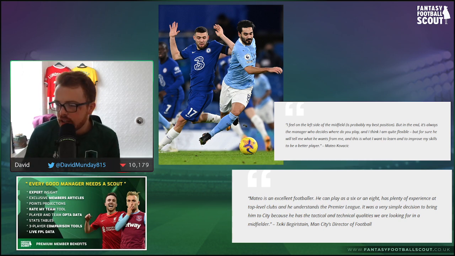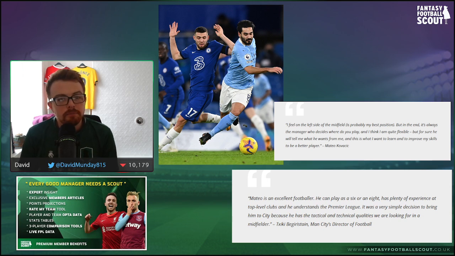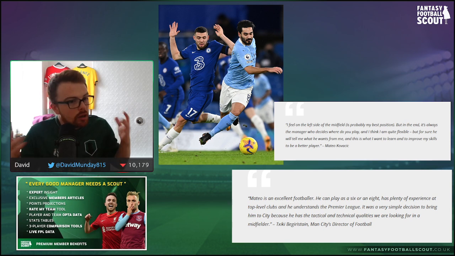Now, there's slight hints from the director of football at Man City that we could see him maybe playing in a slightly deeper role. Could he play as a number 6 alongside Rodri? John Stones has done very well there this season, but some strength and depth alongside Rodri would be quite useful. Or could he even be cover for Rodri as well? That's possible.